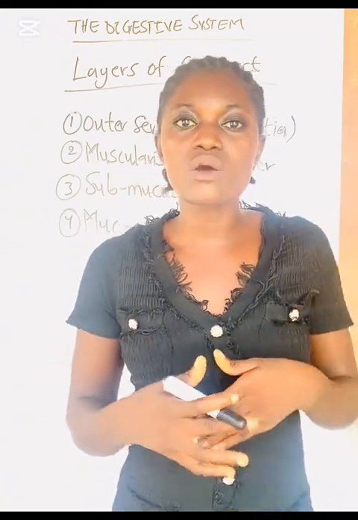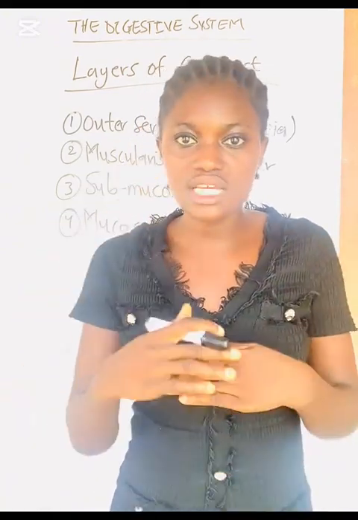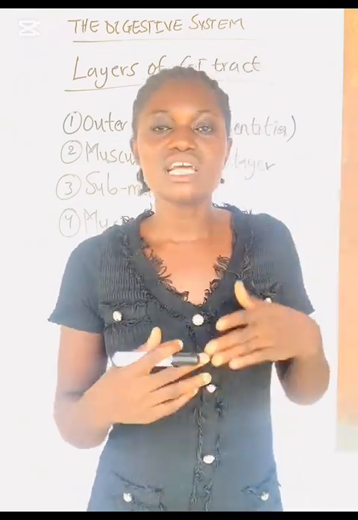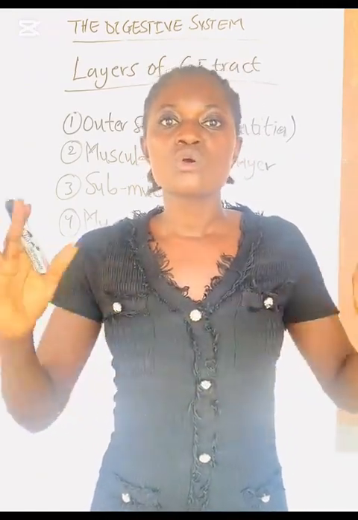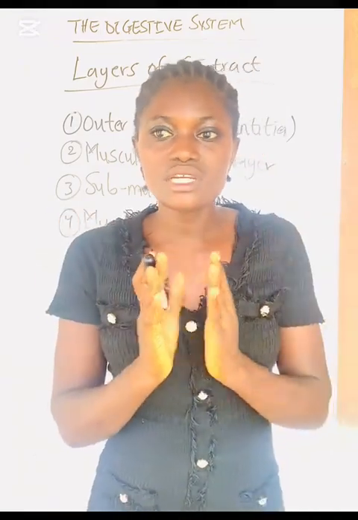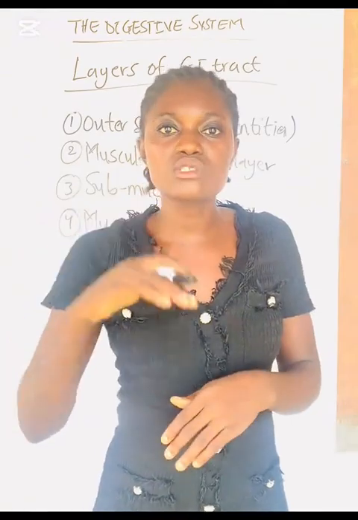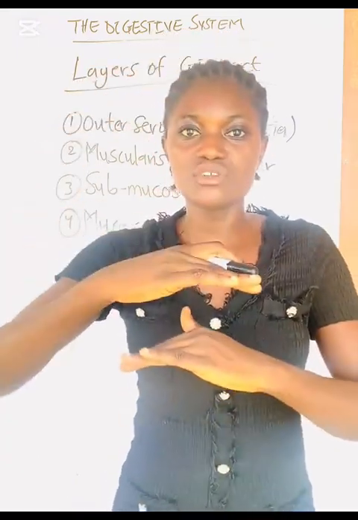So the outer longitudinal muscle contracts in order to shorten the alimentary canal or the gastrointestinal tract. Then the inner circular muscle contracts in order to narrow the diameter of the alimentary canal. So the outer longitudinal muscle contracts like this in order to shorten the alimentary canal.